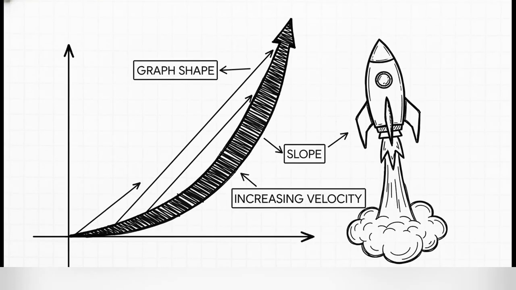So what happens when you add some positive acceleration? This is our t squared situation. The graph stops being a straight line and starts to curve upwards. It looks kind of like a smile. If you were to check the slope at different points, you'd see it getting steeper and steeper and steeper. A steeper slope means a higher velocity. So that upward curve is just a visual story of the object speeding up.